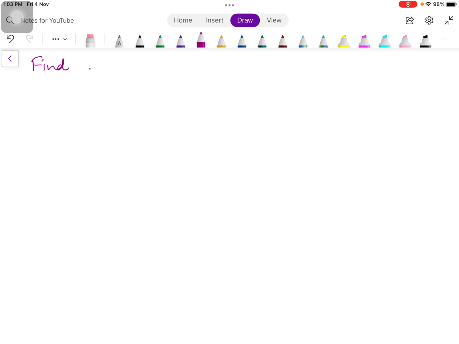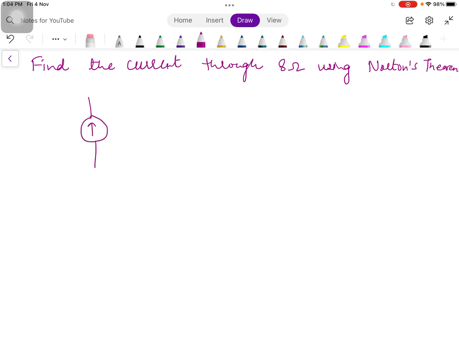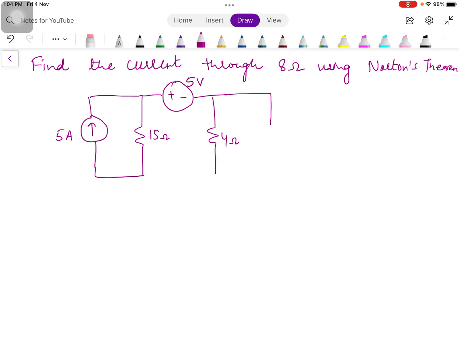In the second problem, again we need to find the current through a resistance of value 8 ohm using Norton's theorem. Now the circuit has a current source as well, in addition to the voltage source. Then we have another current source over here, and here we have the 8 ohm resistance. So this is not 15 ohm, this one is 12 ohm.